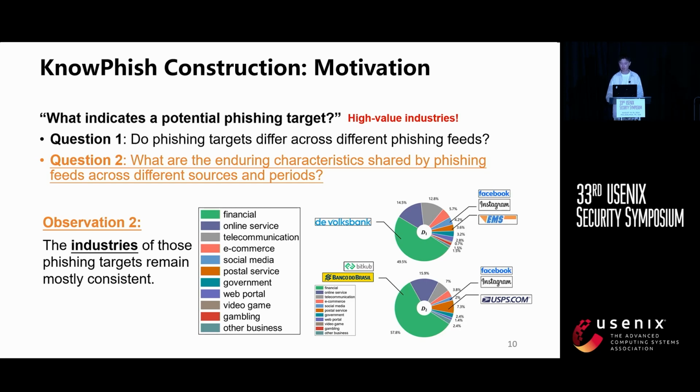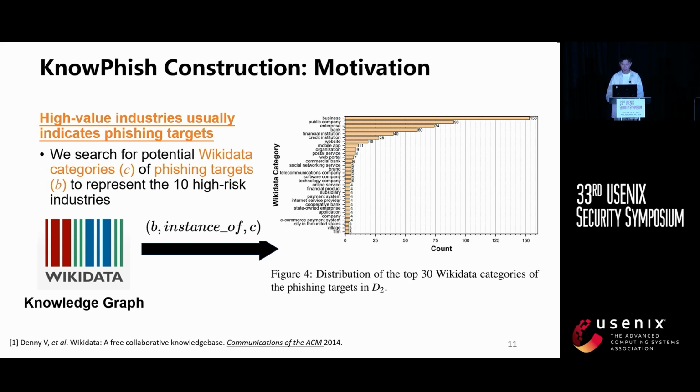So going back to our original question, if a brand belongs to a high-risk industry, it is likely to be a phishing target. And the fact that high-value industries usually indicate phishing targets can be viewed as a fact triplet in knowledge graphs. This can be very helpful information for us to search for potential phishing targets. In this work, we instantiate these industries as Wikidata categories through the instance of relation.